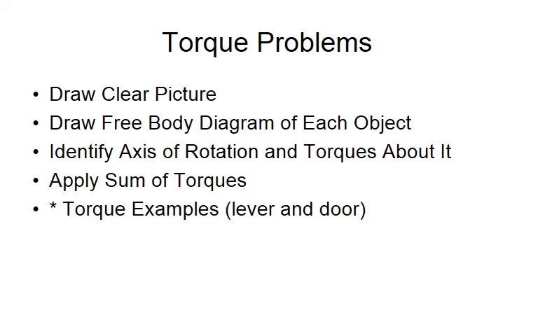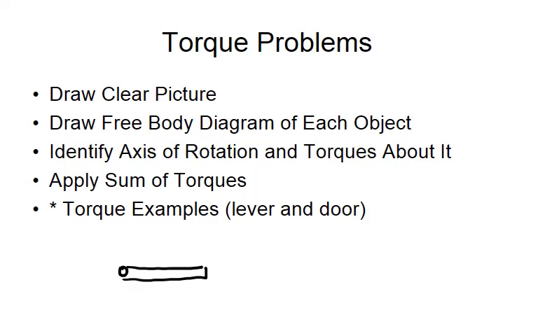So when we take a look at torque problems, it's important to first draw a clear picture, then draw a free body diagram for each object in question, identify the axis of rotation and the torques about it, apply the sum of the torques, like we did with the sum of the forces, and then bring it all together. So if we look at an example here, let's go ahead and do a quick example.